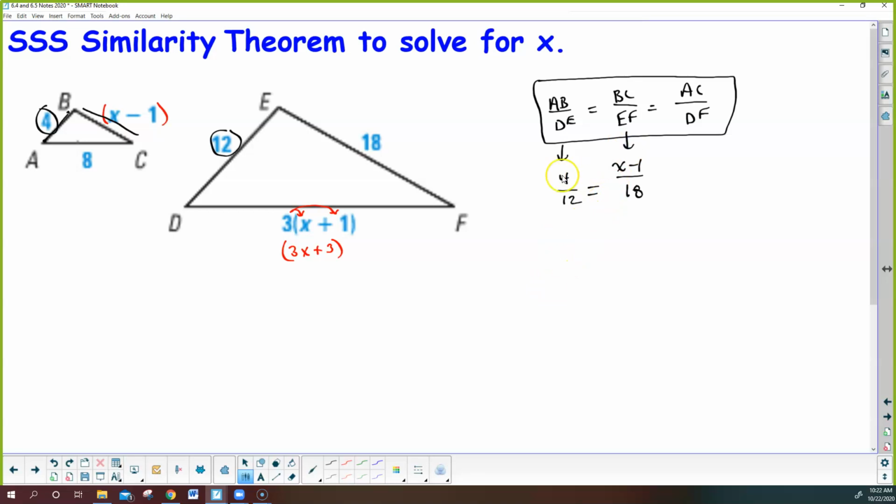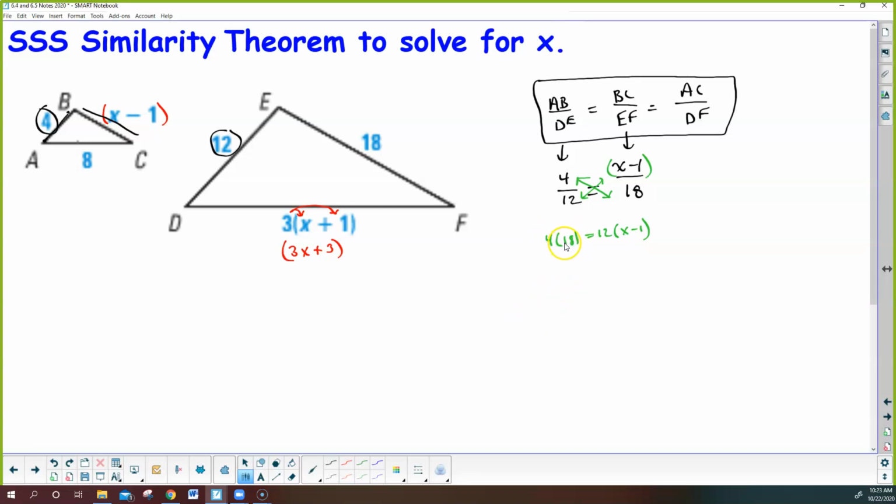Wait a minute. Can I solve for x right here? Yeah, this looks much friendlier than using any of these two side lengths. I really don't even need to use this to find x. All I need to do is take my proportion statement and cross multiply. All right, let's see. So 4 times 18 has to equal, if I cross multiply the other way, 12 times x minus 1. And then we can just multiply.